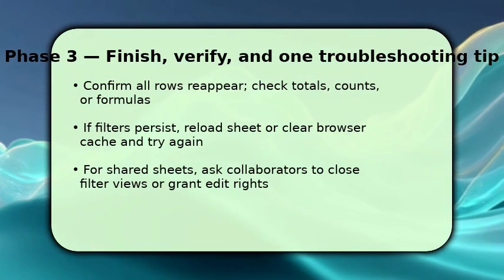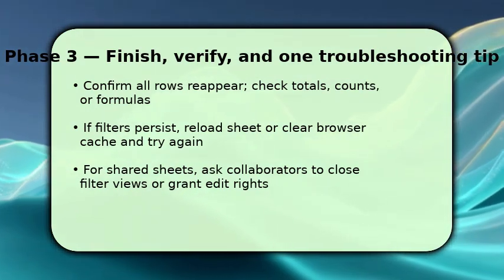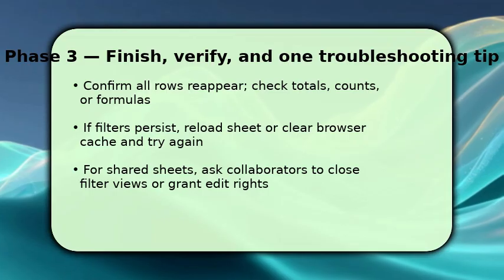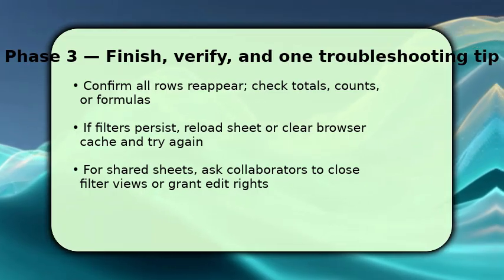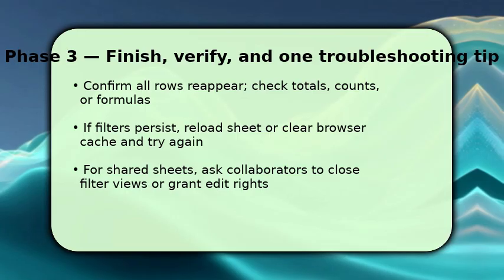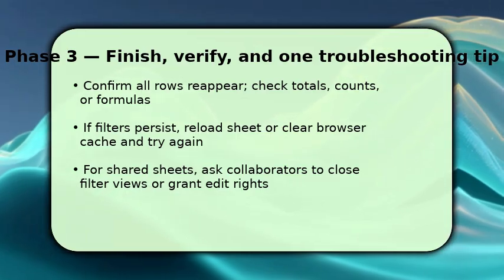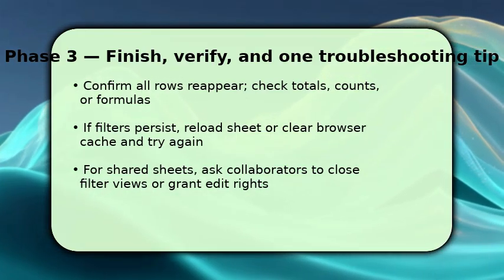Once you've toggled filters off, confirm that all rows and summary values are back. Check totals or counts to validate restoration. If filters seem stuck, reload the sheet. Temporary UI glitches resolve on refresh.